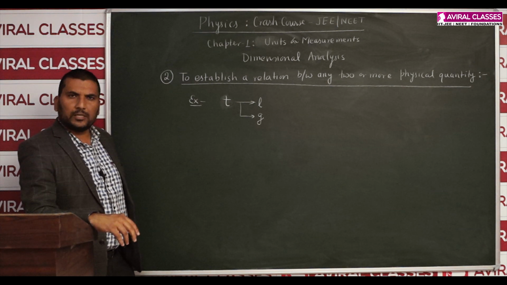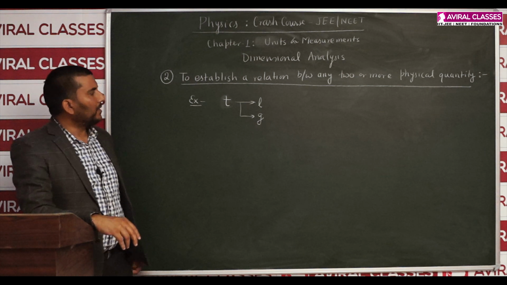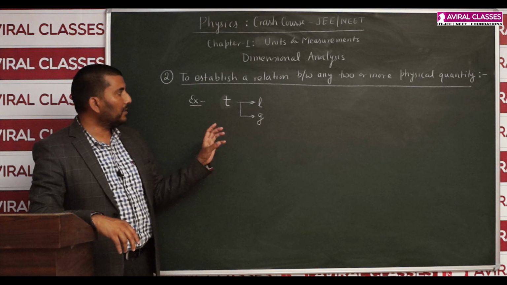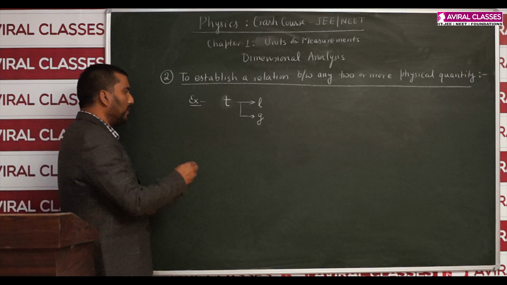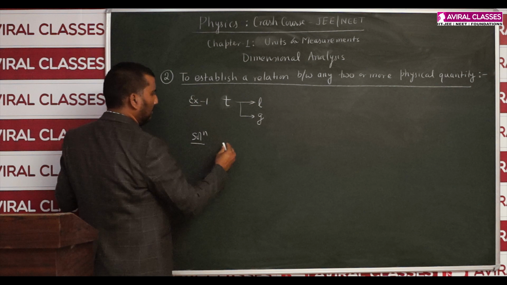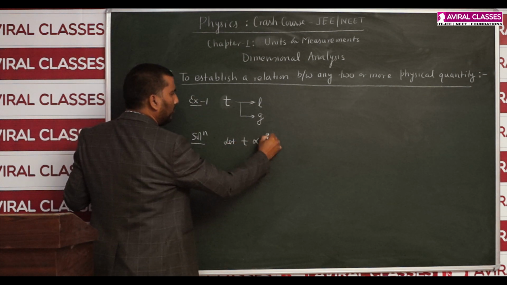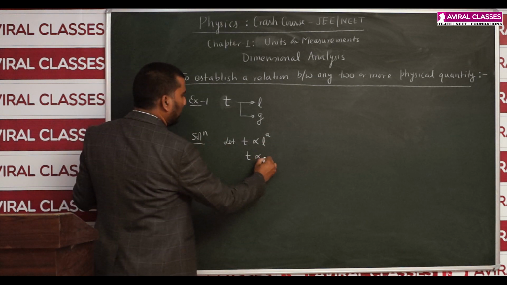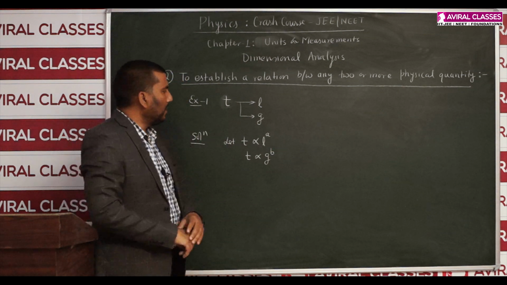Now, though I know the result, you also know. But if you don't know, then how do you start it? They have given that time period depends on length, time period depends on g, but they have not given the power on which it depends. We don't know. So we should consider like this. Let t be directly proportional to L to the power a. You have introduced one unknown. t is directly proportional to g to the power b. You have introduced another unknown.